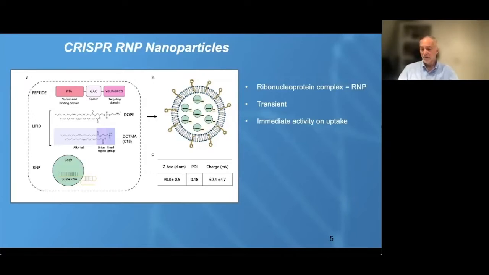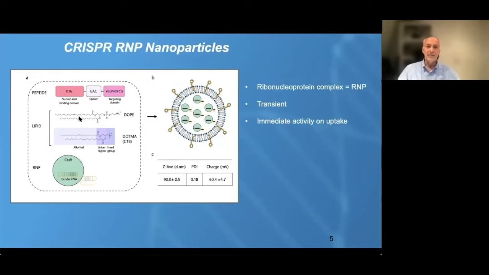We're looking at delivering this with a nanoparticle formulation, similar to one that we've used previously for DNA and RNA delivery. And this comprises a peptide component, which has a targeting domain to target epithelial cell receptors, and also has an oligolysine domain, which can bind nucleic acids or proteins by electrostatic interactions. The other components are lipids, DOPE and DOTMA, which are incorporated in the nanoparticle for their potential to disrupt the endosomal membrane.